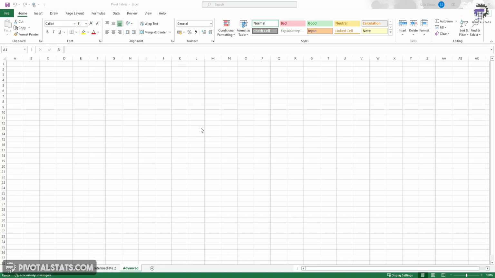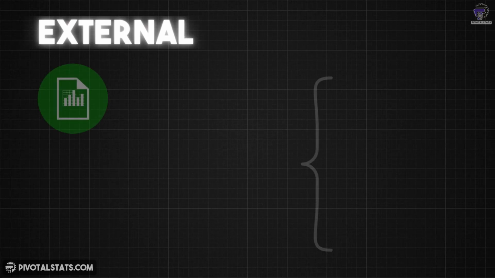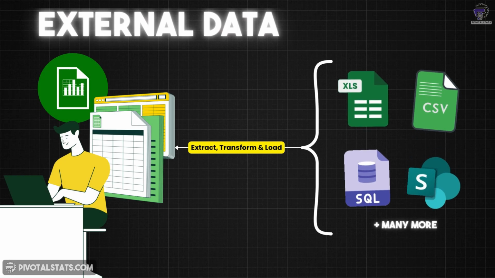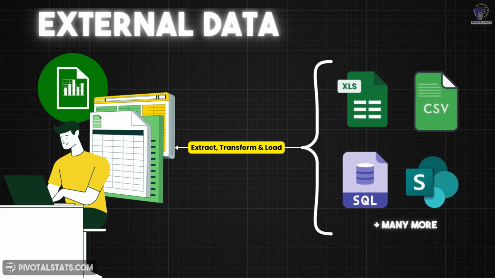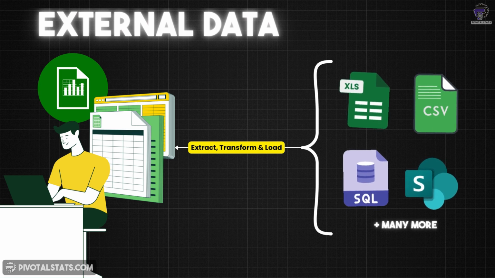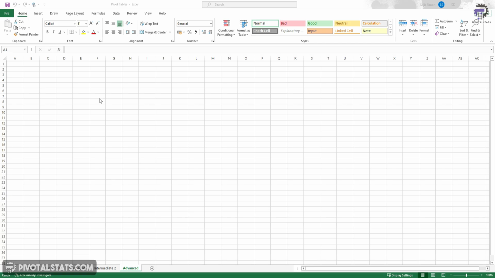Finally, we have reached the stage where we can talk about the advanced features of pivot table. Now, these features are very useful when you're working with data which exists outside of your workbook. So let me show you what I mean. So right now, we're going to use a new data set, and that data set is not inside this workbook. Instead, I'm going to call that data from an external Excel file.